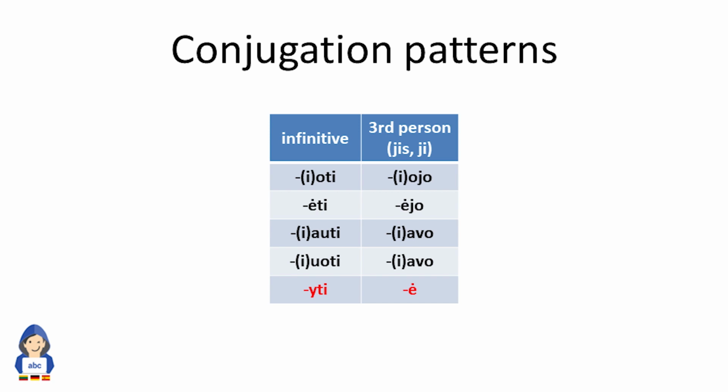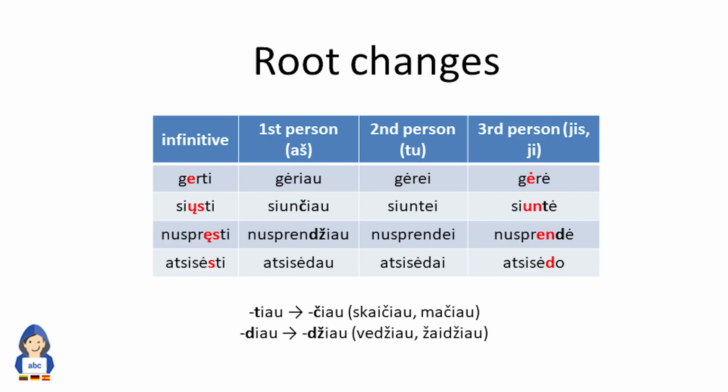I also want to mention that sometimes verbs have different roots in different forms. Let's take a look at the word gerti, to drink. In the third person past, it changes the root vowel and becomes gėrė. Or for example, siųsti becomes siuntė. If you look at the verb siųsti, you would probably not know how it would look in the third person past tense, so that's why you need to learn it by heart.